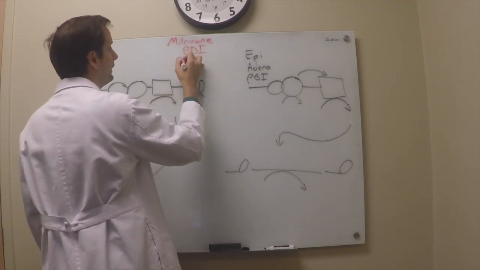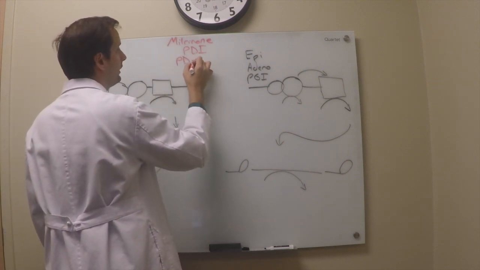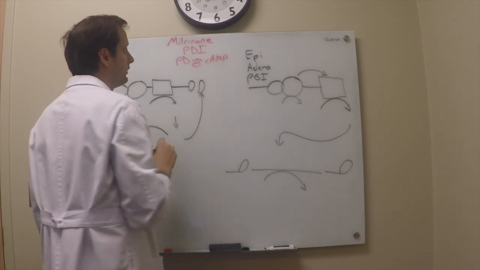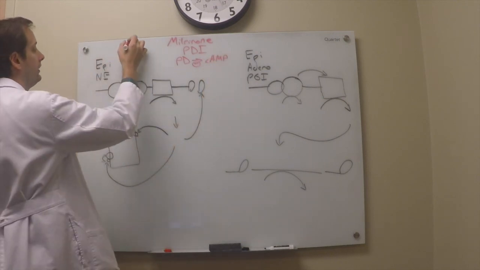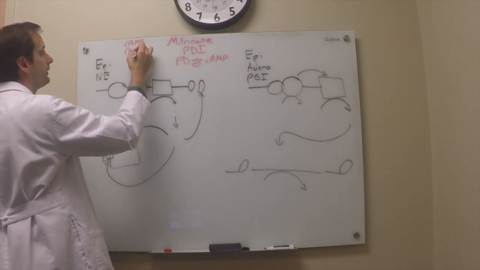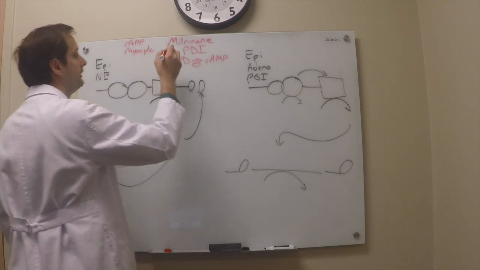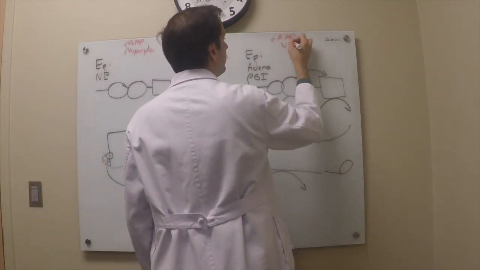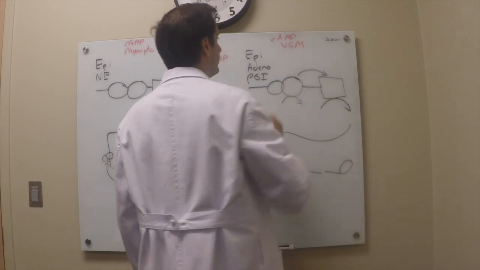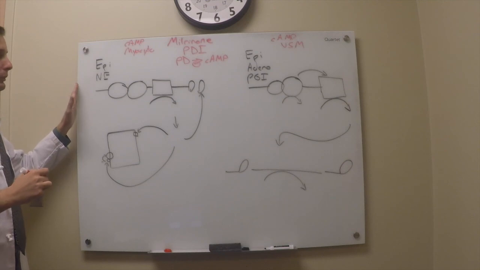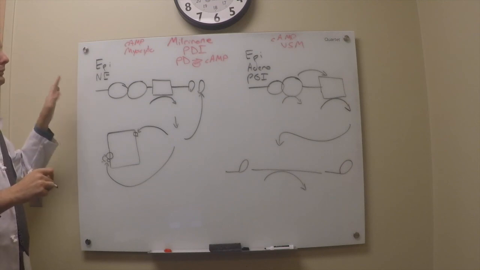Well, a phosphodiesterase is an enzyme that degrades cyclic AMP. So we know it is going to affect the cyclic AMP pathways of your myocytes, and it is going to affect the cyclic AMP pathway of your vascular smooth muscle. And so let's take a look at each and what happens when this is inhibited and what the end result is.